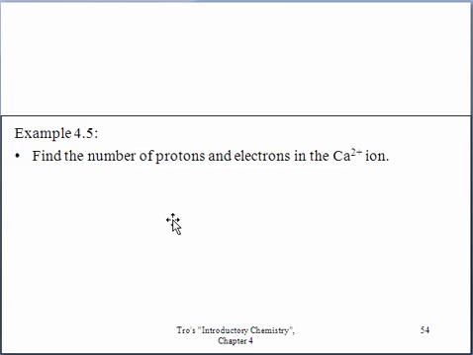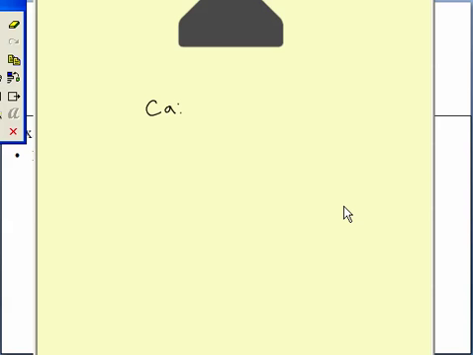So let's look at this practice problem. Let's find the number of protons and electrons in the calcium ion. So we do this by looking at our periodic table. Anytime we see the symbol Ca, that means calcium. So that means we have to have 20 protons. So that means we have a charge of +20. My total charge is +2.